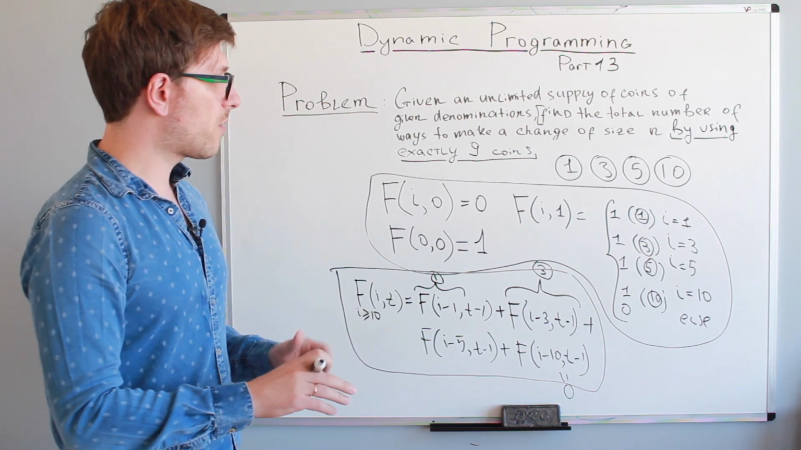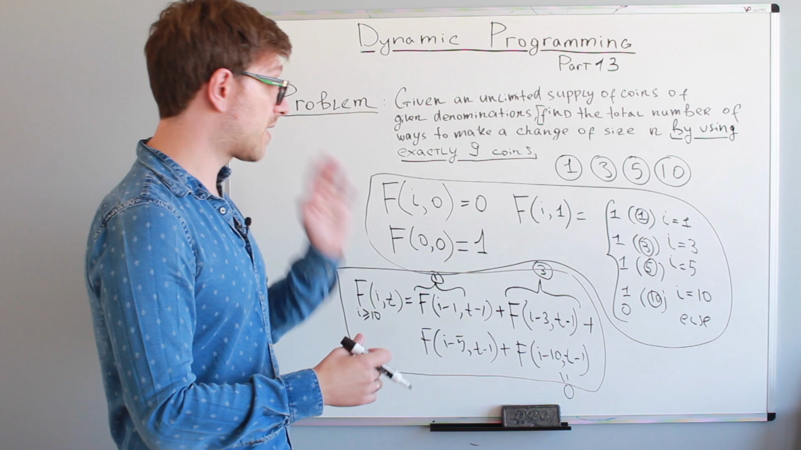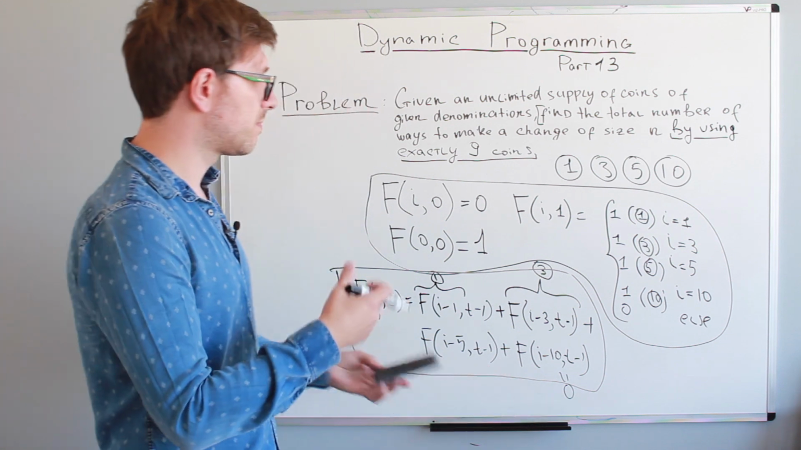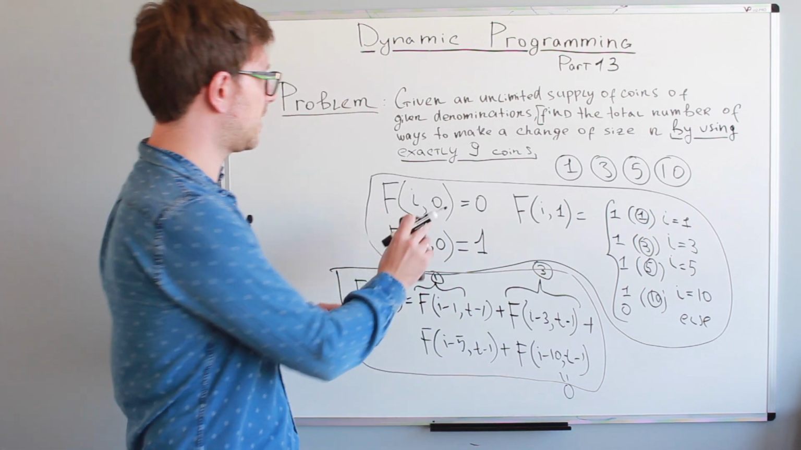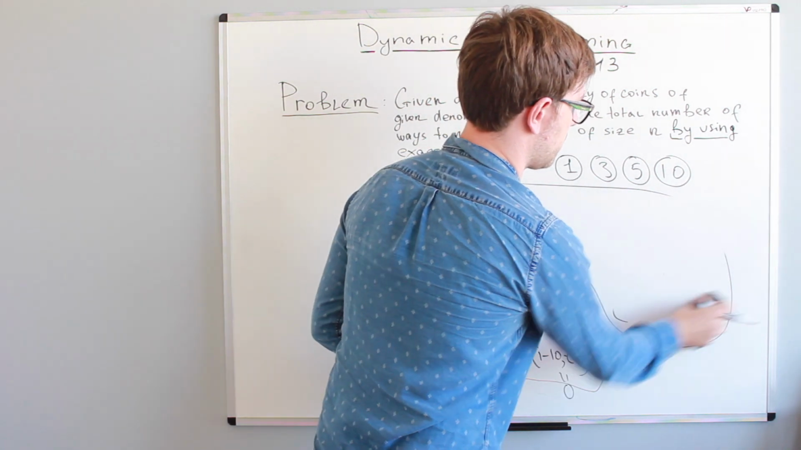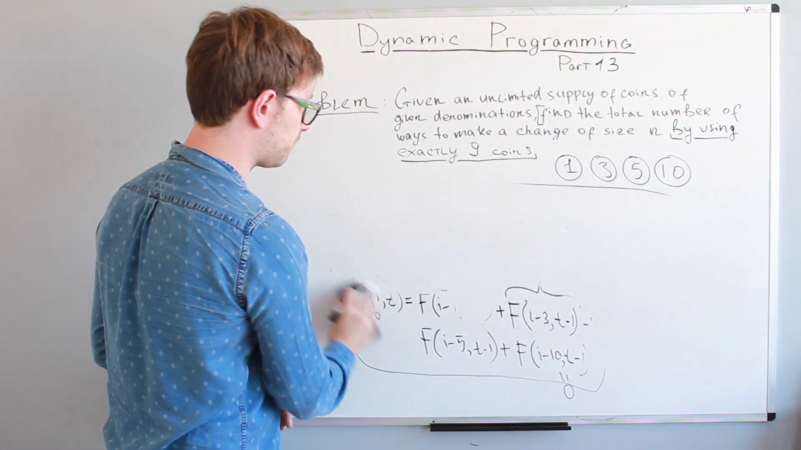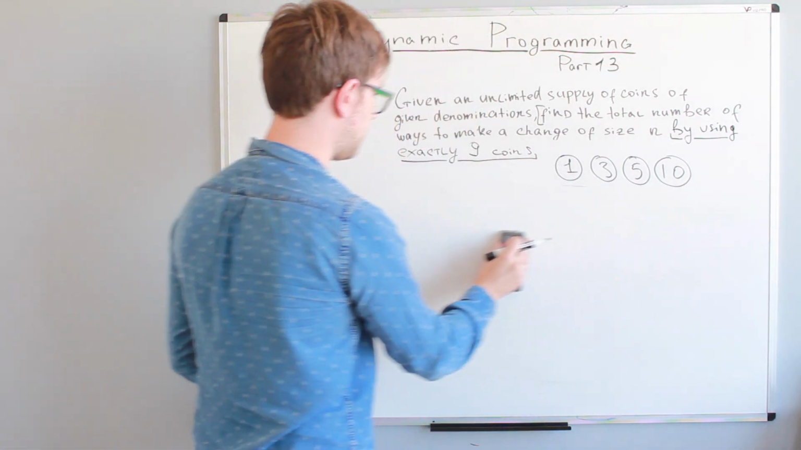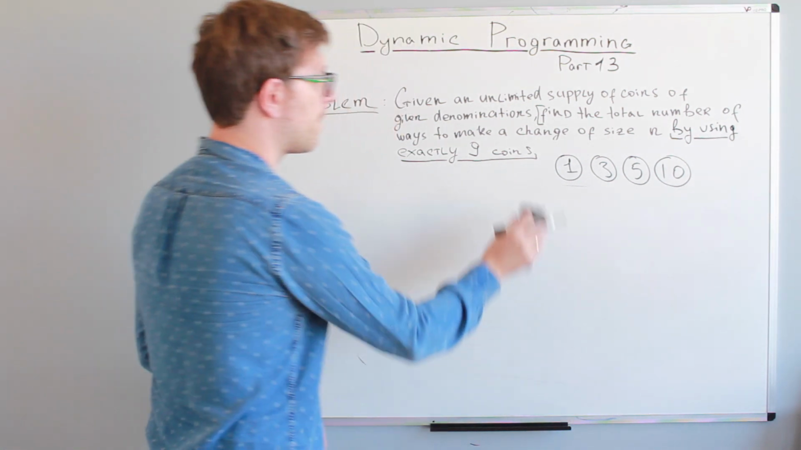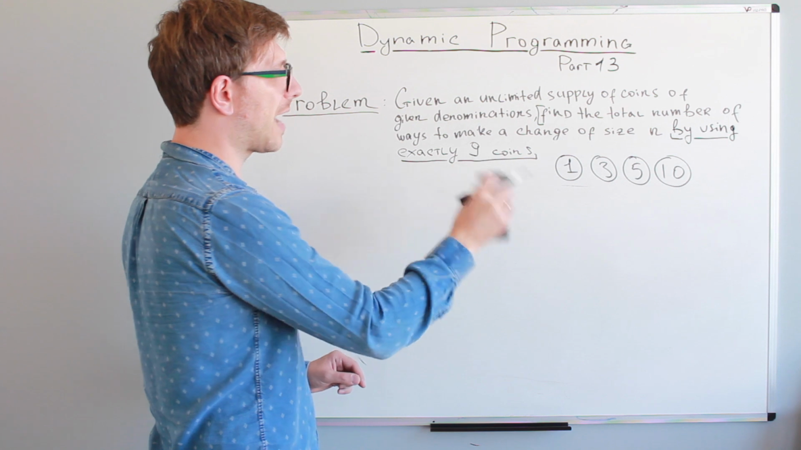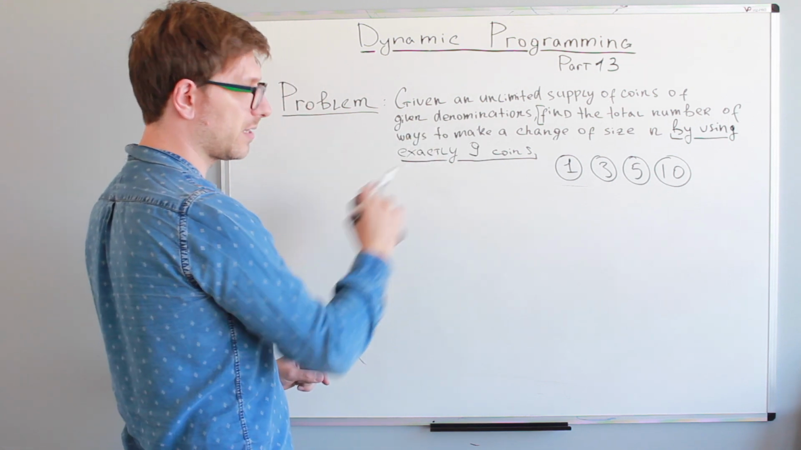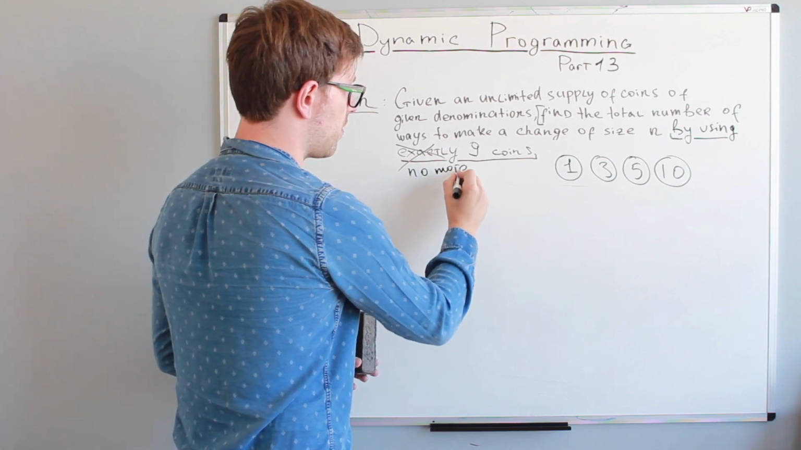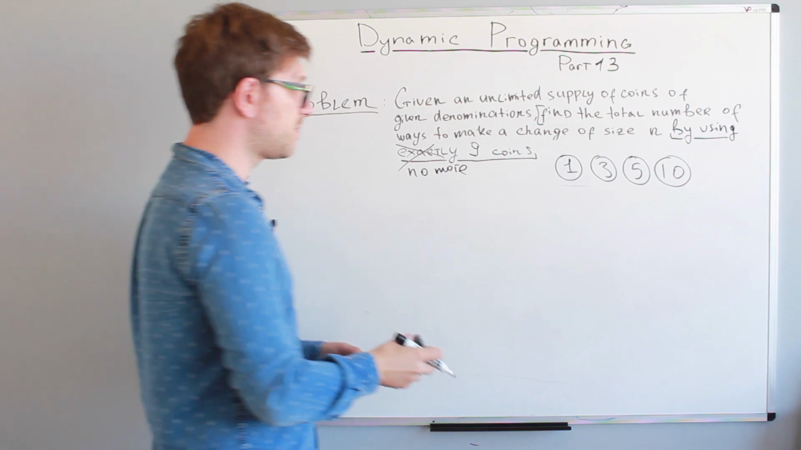Now, I would like to review another variation of this same problem to show you how it would change if we were to have something else. So let's consider a version of a coin change problem in which we have to find the total number of ways to make a change of size n by using no more than 9 coins. So in this case, we used exactly 9 coins, but now I want to use no more than 9 coins. So what's going to be different?